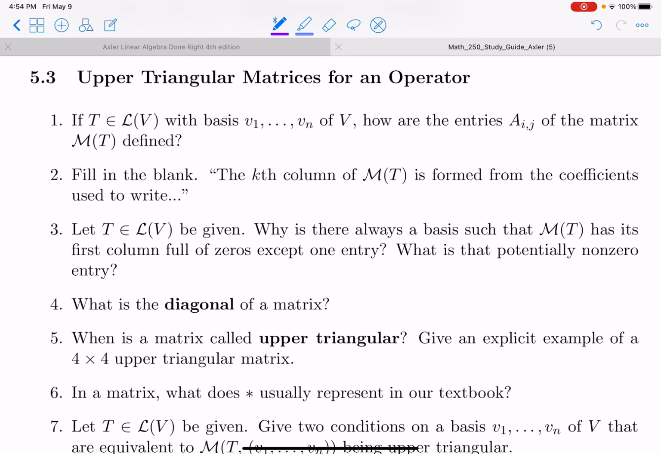Okay, so we're on upper triangular matrices. Let's take a look at number 2, actually, first. So pause the video, read it now, maybe answer it.